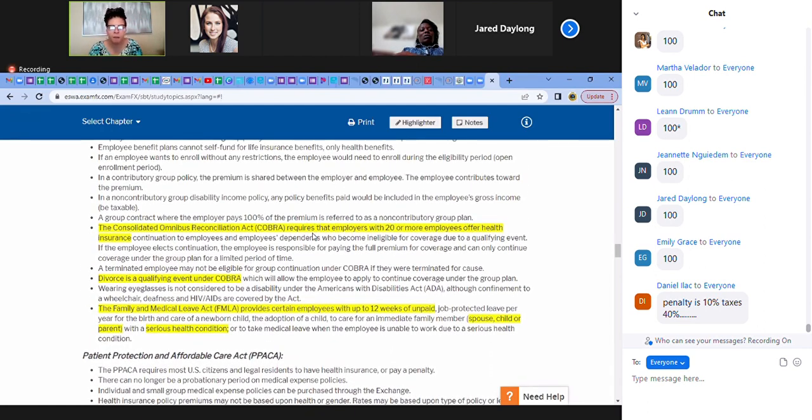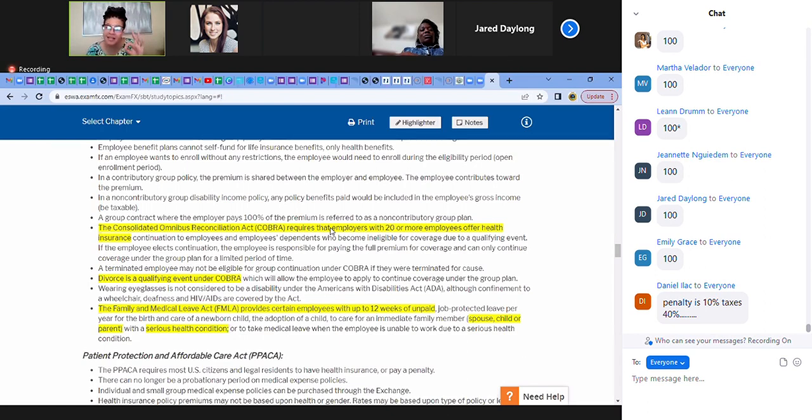Here's COBRA. If an employer has 20 or more employees, they're required to provide COBRA. What is COBRA? That means if I quit or get fired, I can continue my group plan up to a certain point, or if I get divorced, they can't just kick me off the plan. Here's the first time the information is going to vary. The key is that up to 36 months is the max you can get with COBRA.